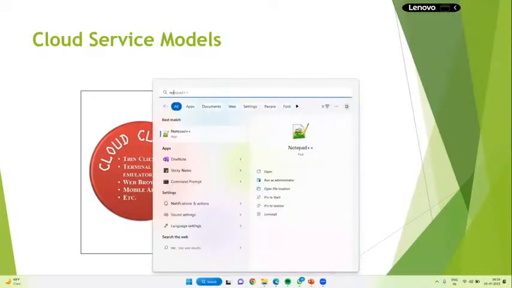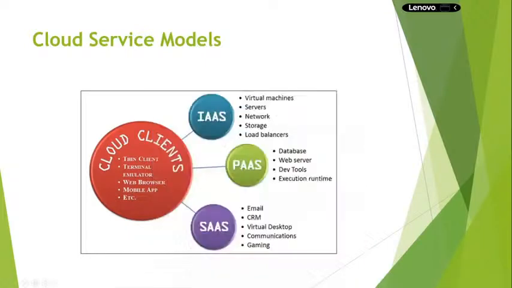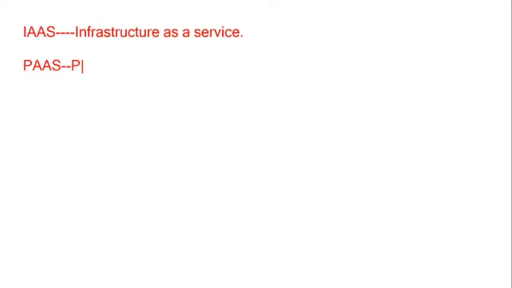So private cloud, public and hybrid cloud. Service models: one is IaaS, infrastructure as a service. Another is PaaS, platform as a service. And SaaS, what is that? Software as a service.